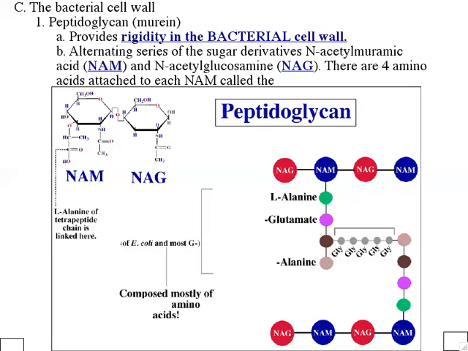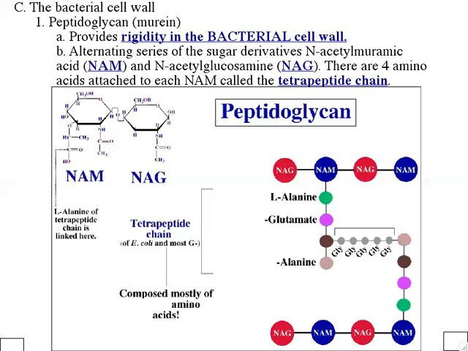Let's look in, zooming closer here, but before I do that, what would be the name of the bond that holds a NAM to a NAG? Yeah, because this is a carbohydrate, right? Good. So now we can look at the fact that there are also amino acids that comprise peptidoglycan in a region called the tetrapeptide chain. Now, this tetrapeptide chain is made up of a few amino acids that we recognize. L-alanine is one of those.